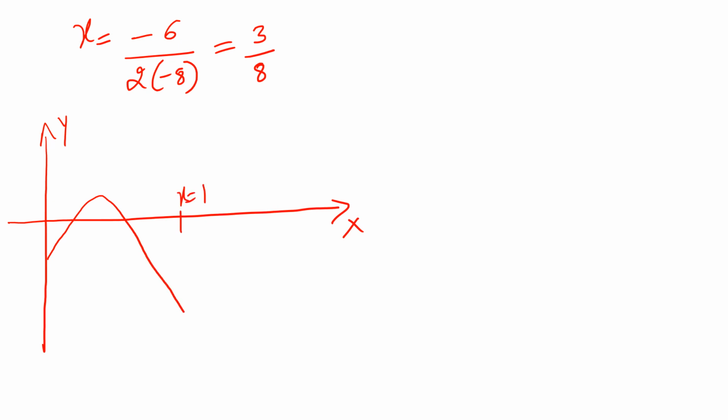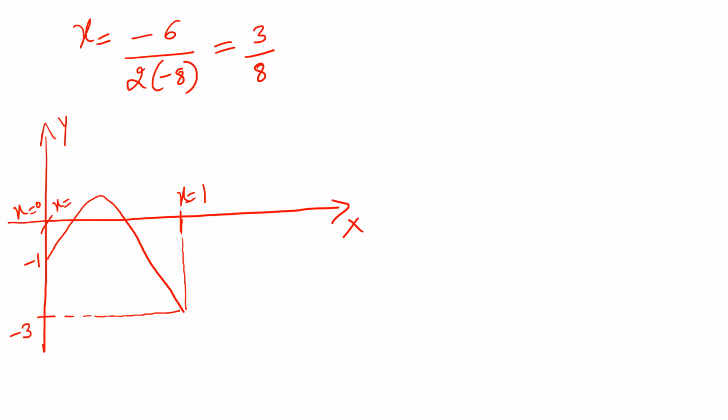Now students, at x equal to 1, the function attains its minimum value. We have already found it. And the minimum value is minus 3. At x equal to 0, the value of the function is minus 1.